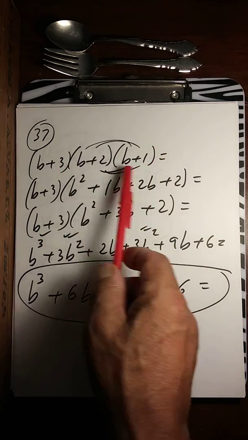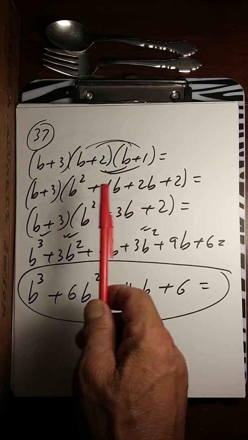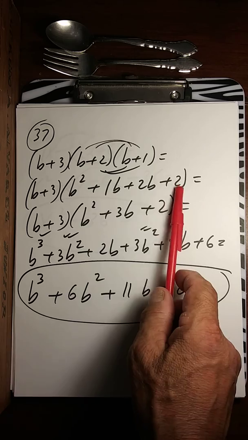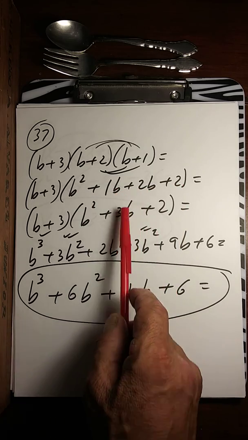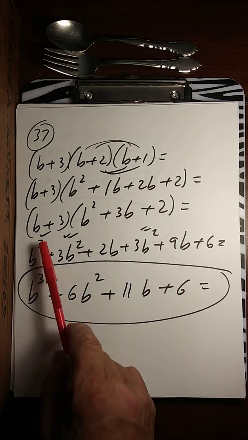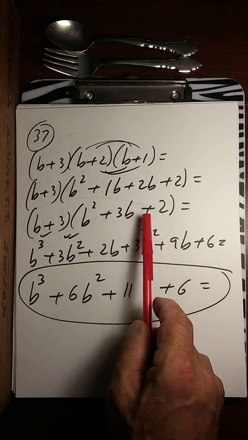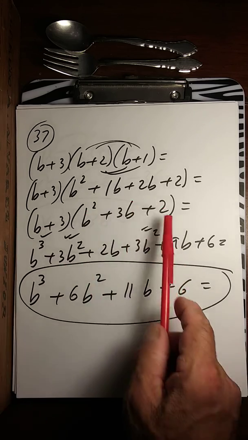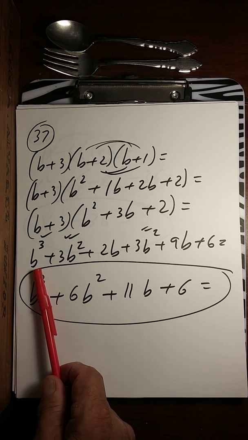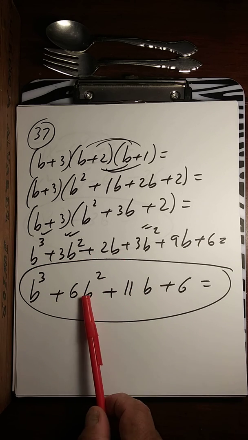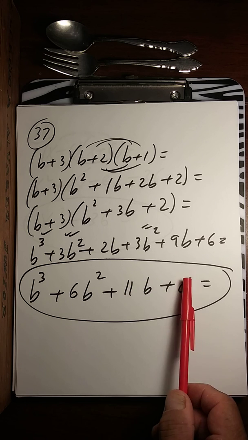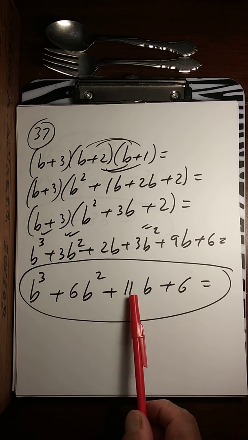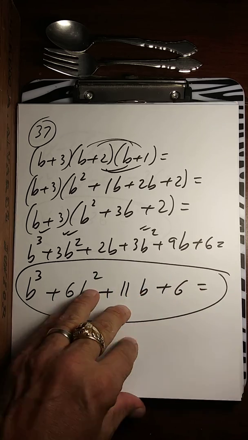There are 3 of them. Let's do the last two first. These two. It doesn't matter, you can do either way. That's known as b squared, 1b, 2b, 2. b squared plus 3b plus 2. That turns out is b cubed. Minus 3b squared. That turns out is 2b. That turns out is 3b squared. That turns out is 9b. That turns out is 6. b cubed plus this right here is going to be 6b squared. It's going to be 11b plus 6. b cubed, 6b squared plus 11b plus 6.